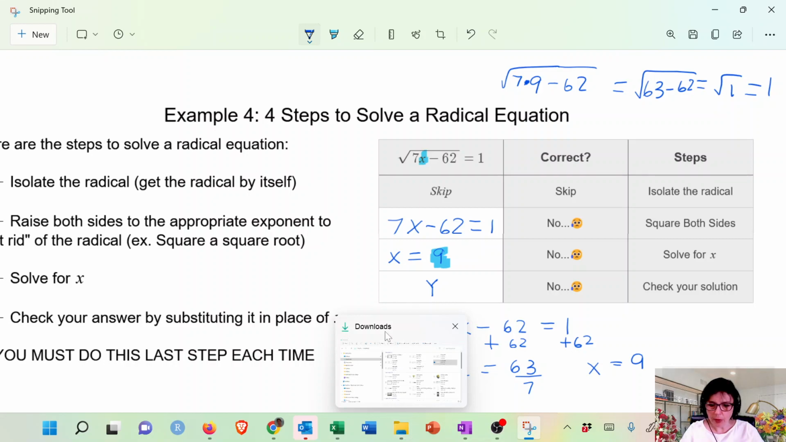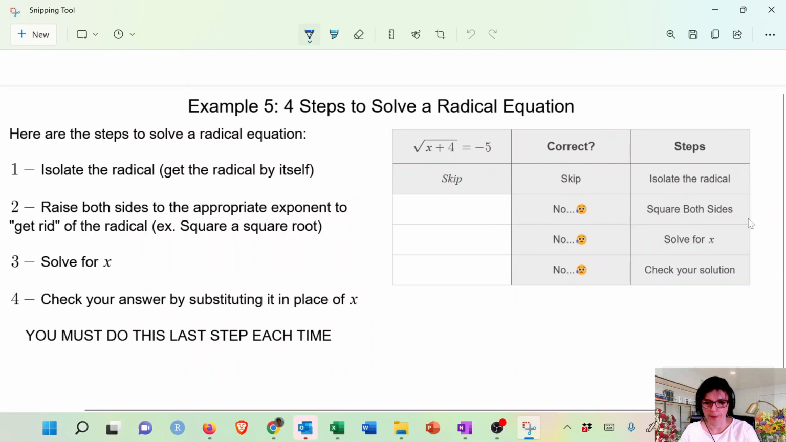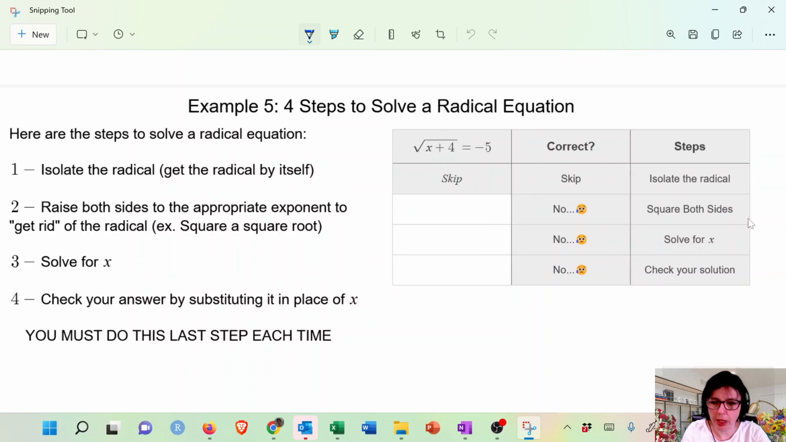For the last example of this video, we're looking at example number 4. I'm sorry, example number 5. So here also the radical is isolated, but the way we usually define radicals is that the answer to the radical should be positive. So there is something funky about this equation in that the right-hand side is negative, and that is probably going to be a problem, but let's check that out.